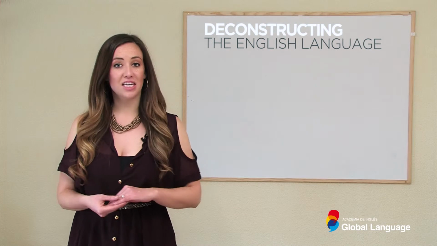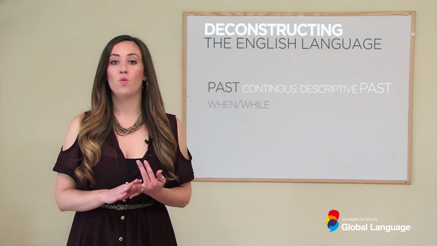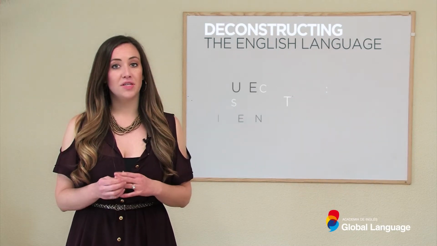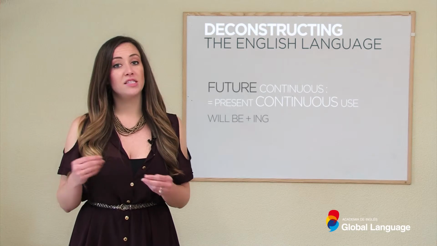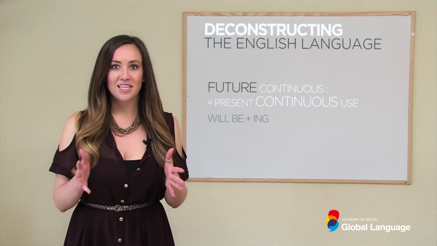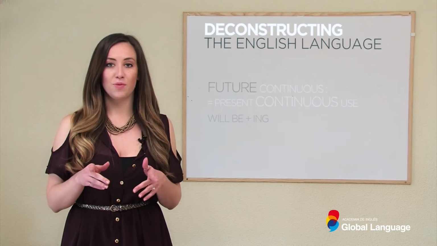The past continuous is the descriptive past, the use of when and while. The future continuous is used in the same way as present continuous, but used to express the future. Now, I know this seems a little confusing, but don't worry, we have some examples to help you out.